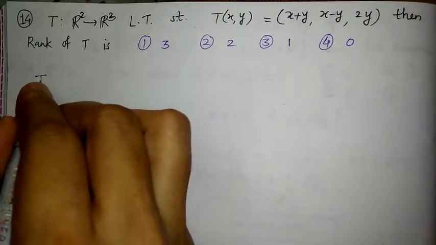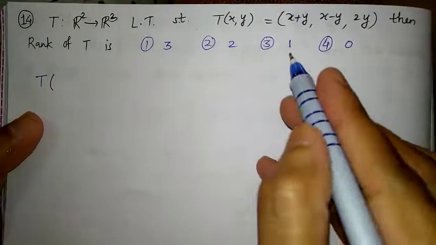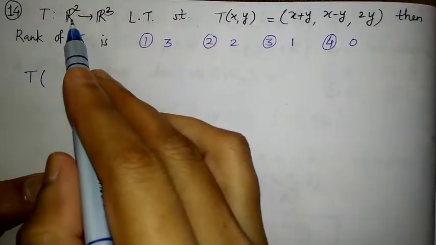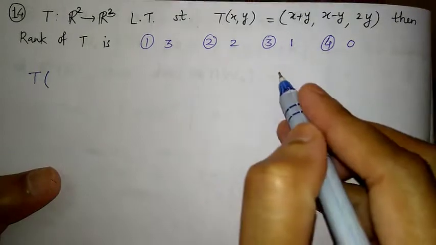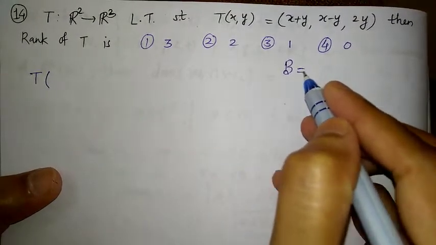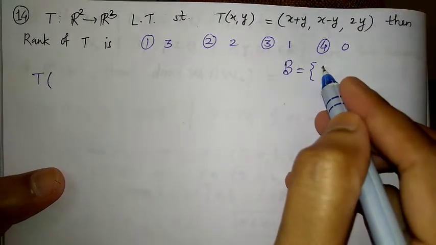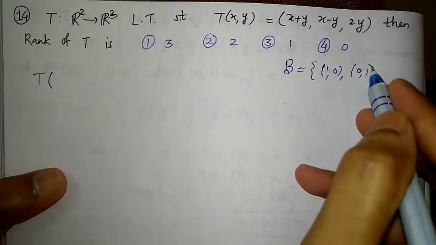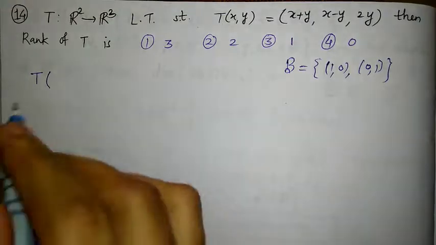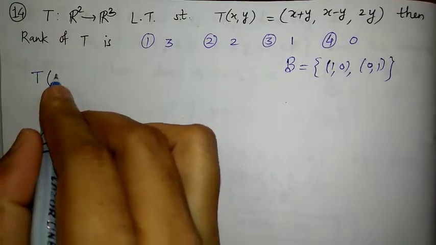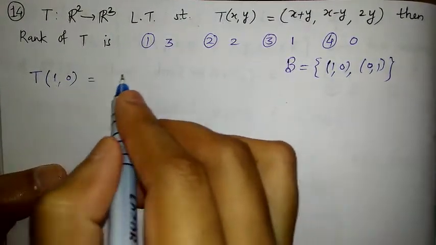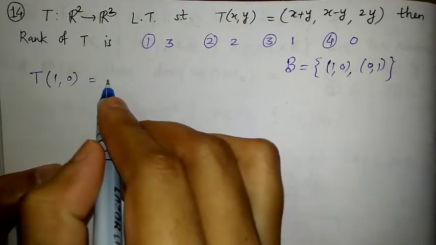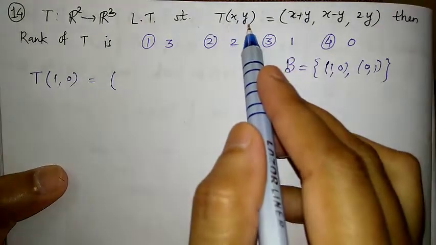Now consider the basis of R2, right? It is a map from R2 to R3. So let the standard basis be E1, E2, that is (1, 0) and (0, 1), right? So under this T, the image of the vector E1, which is (1, 0), is equal to, now here x is 1, y is 0.